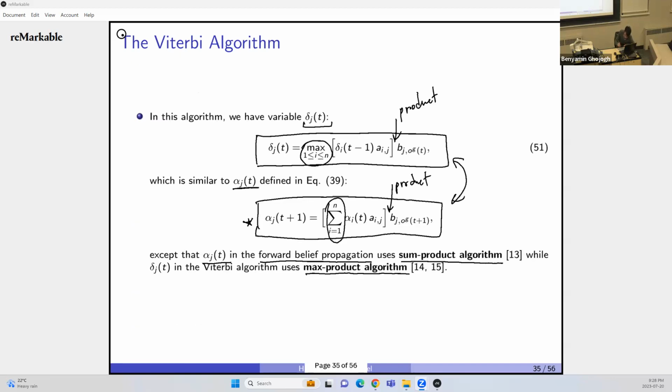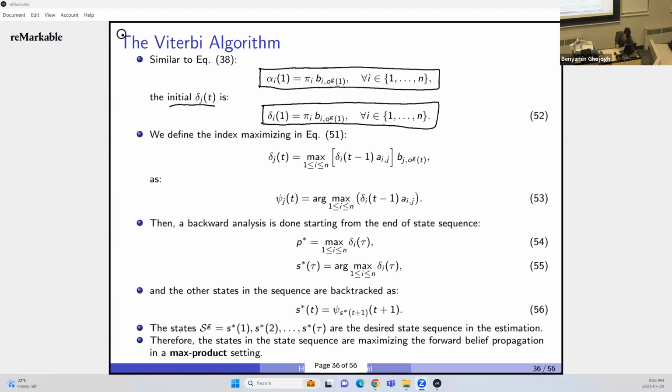What is that? This index. Do you remember? Which state maximizes that? Let's define it to be psi j. So the argmax of that, I define it to be psi j. I mean, this argmax of this, let it be psi jt. Then a backward analysis is done, starting from the end of a state sequence.